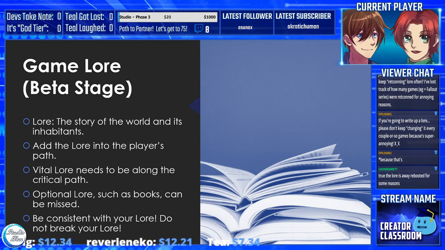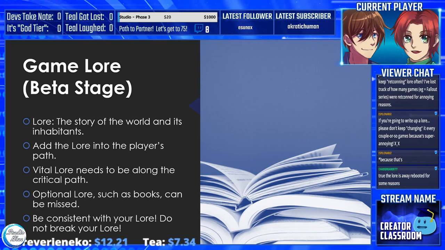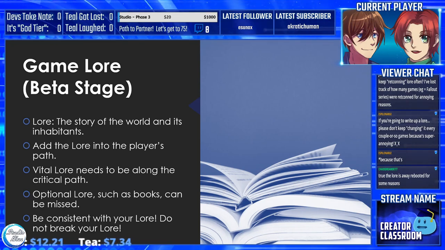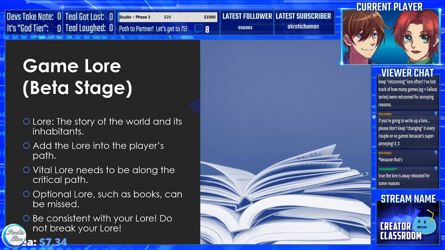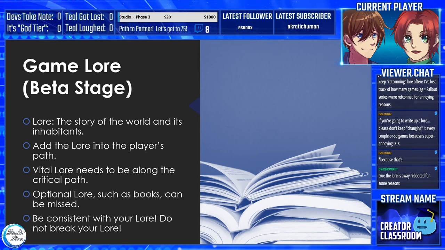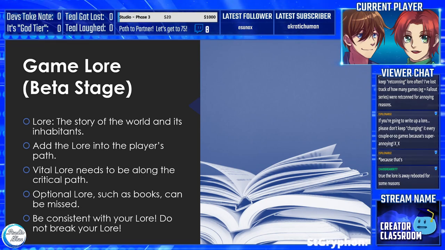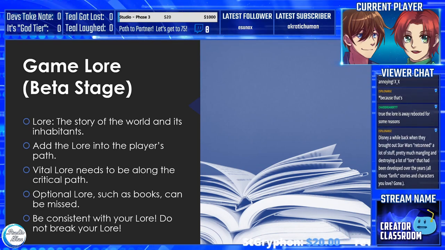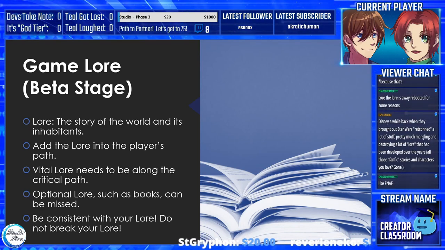You don't want to use the it's-a-dream trick unless it's part of the story, like Link's Awakening. It was all just a dream. That worked because he was in a dream world. Things like that. The Matrix is a good example. So there are outs, but you definitely don't want to just go and break your lore.